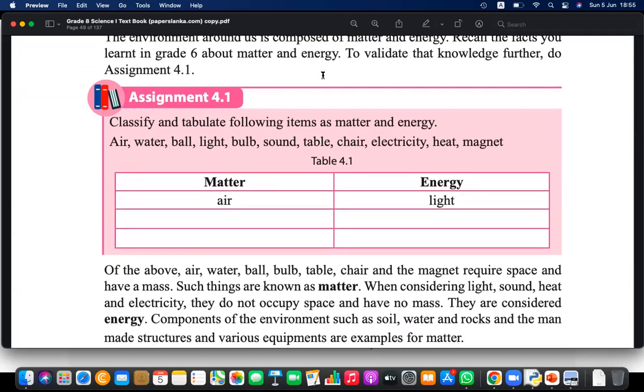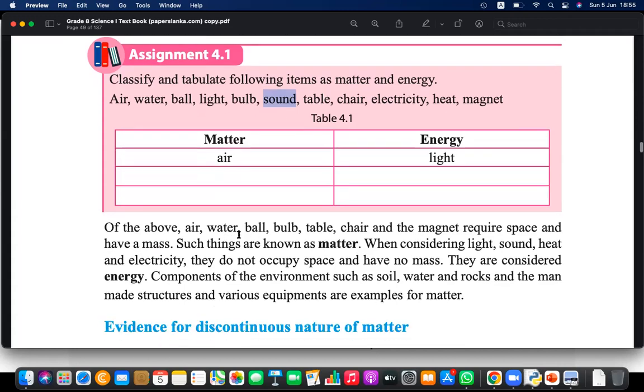Okay. So first thing is, you are asked to categorize and tabulate items into matter and energy. That is an easy exercise. Air is matter. Water? Matter. Ball? Matter. Light? Energy. Bulb? Matter. Sound? Energy. Table? Matter. Chair? Matter. Electricity? Energy. Heat? Energy. Magnet? Matter. Okay, so we just want to categorize.